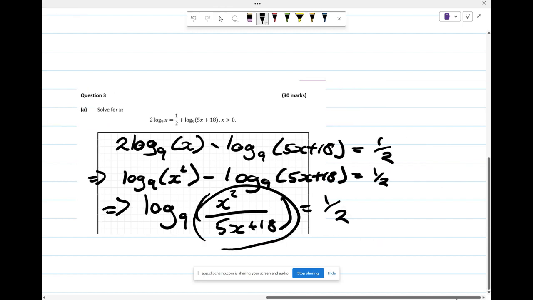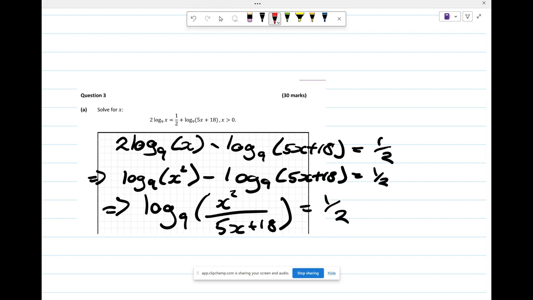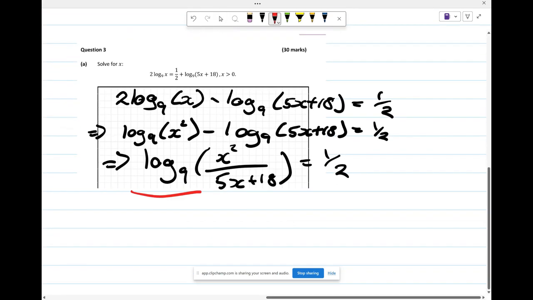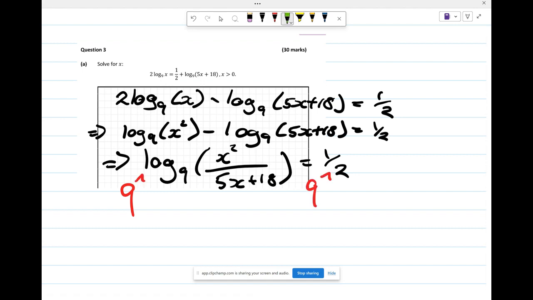Okay, so we're trying to solve for x. Our x's are inside the bracket. We're going to try to get them outside the bracket. How do we do that? What's the opposite of log to the base 9? Raising everything to the 9th. Okay, so these are just going to cancel, and this is just a number.